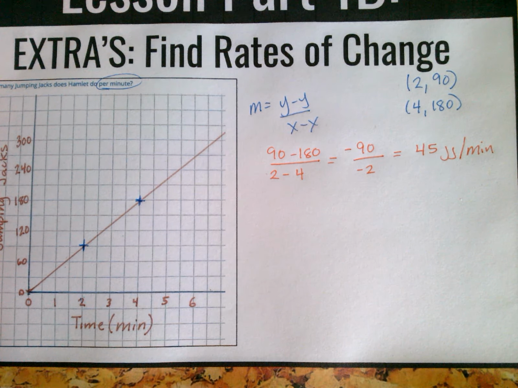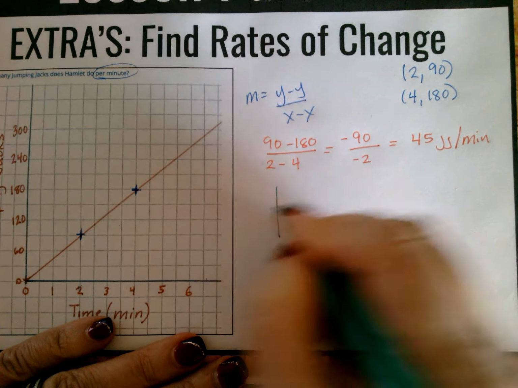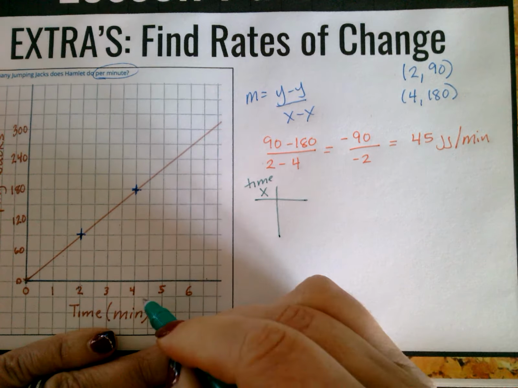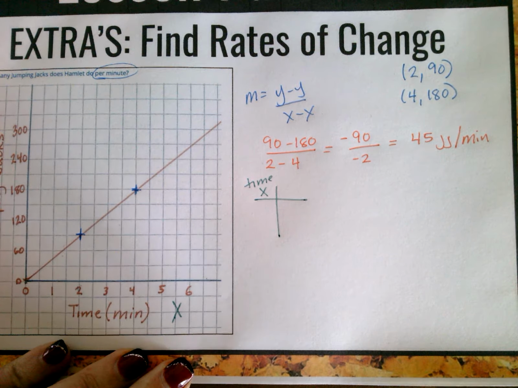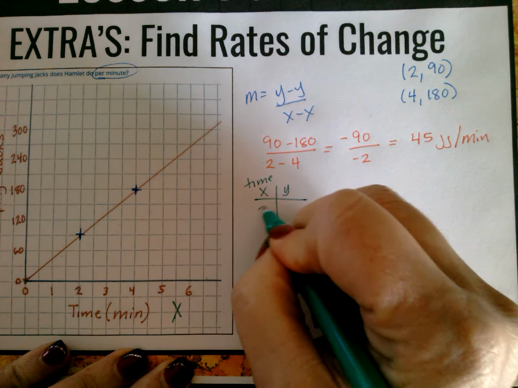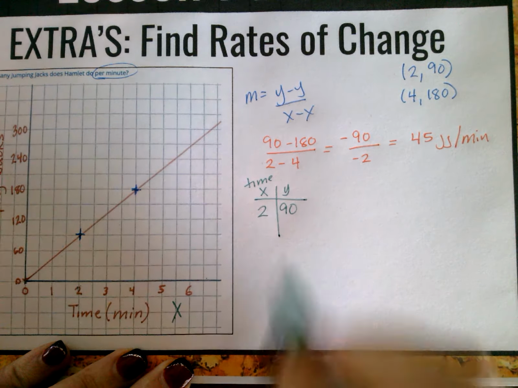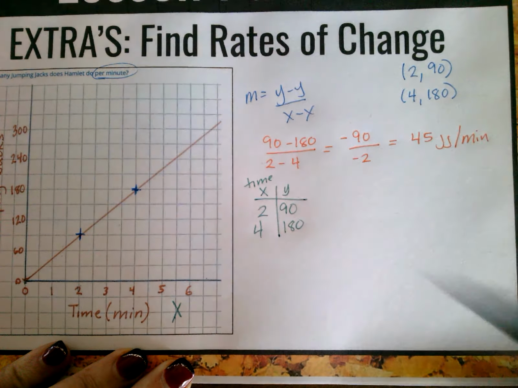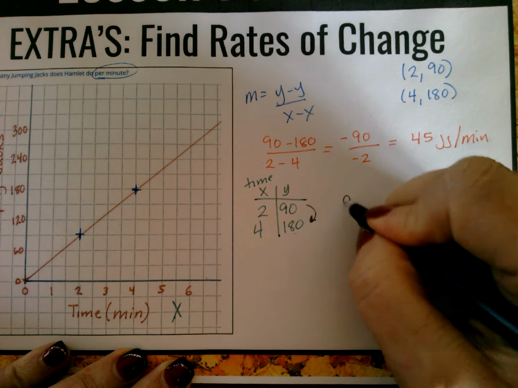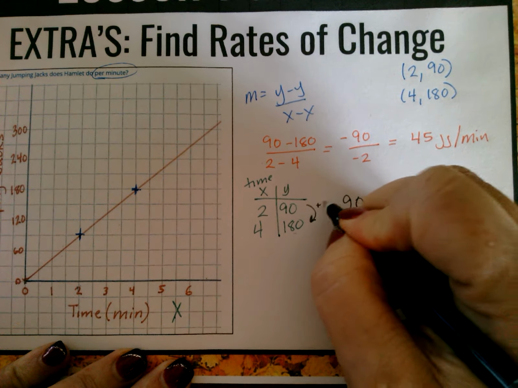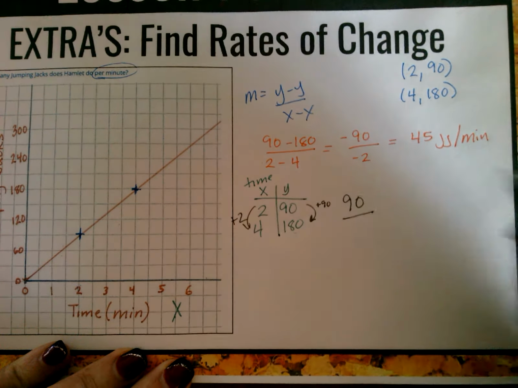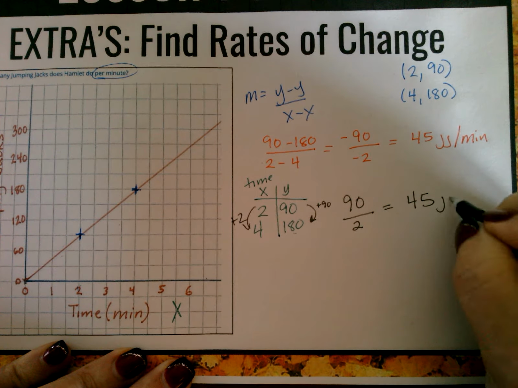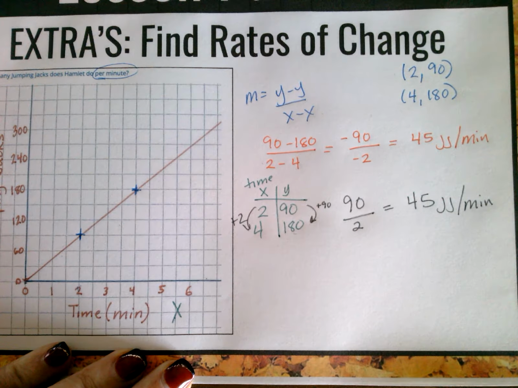Another way to do this, as I introduced earlier, is you could just set up a quick table. X is always the independent variable. Time is on the x-axis down here. So I have 2, 90 and 4, 180. The change in y is 90. The change in x is 2. And I still get 45 jumping jacks a minute.